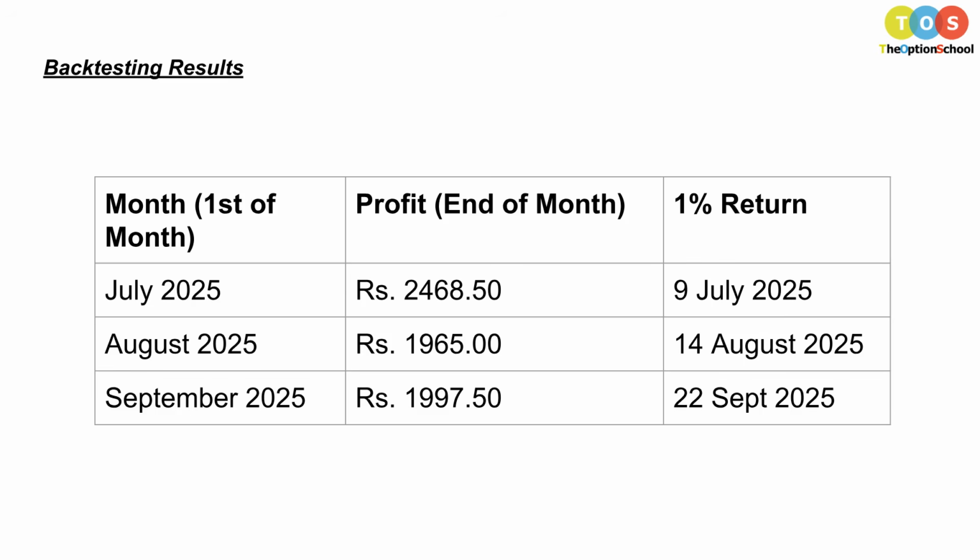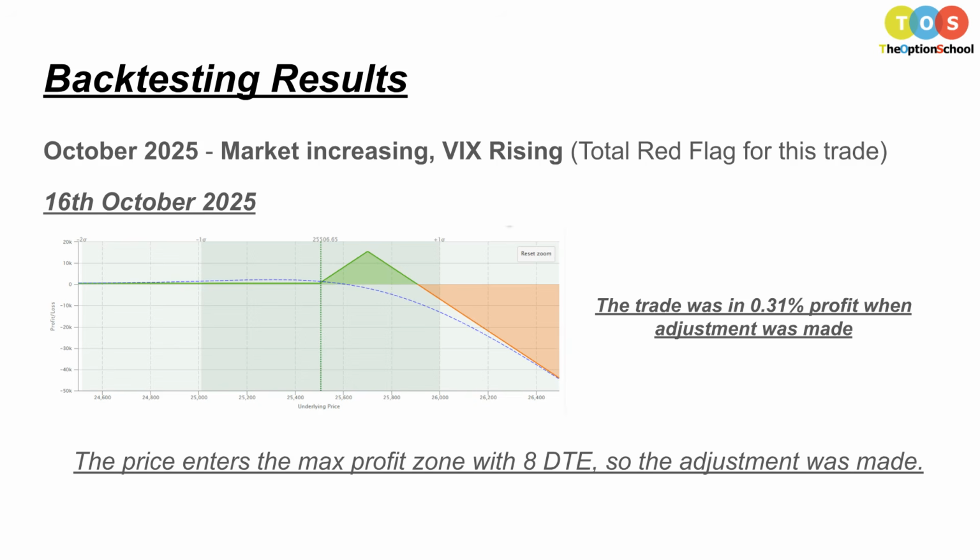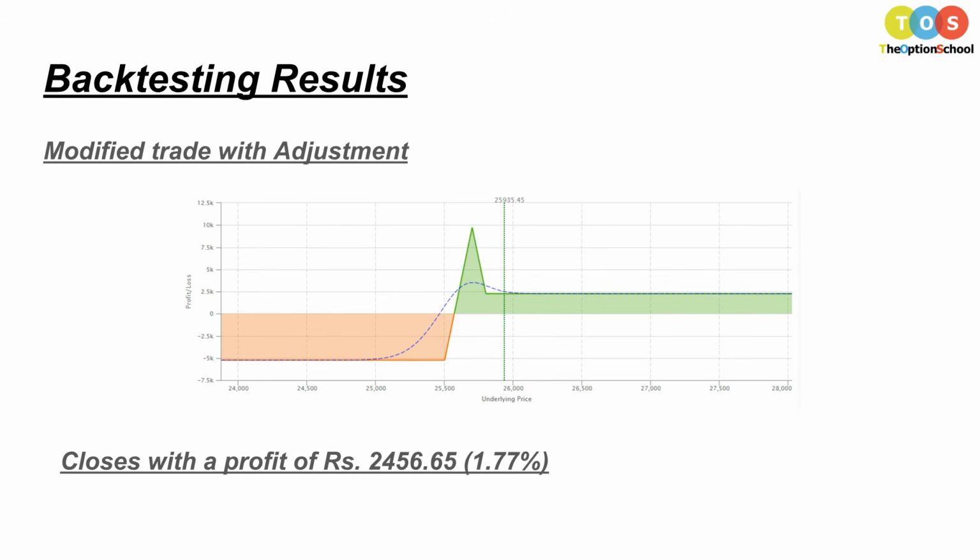In August, it took 14 days to achieve 1%. End of the month is better. In September, it took 22 days to achieve 1%, but ultimately in the month it gave us around 1.3%. So good three months for this strategy: July, August, and September. October definitely was challenging because both things were bad, rising wicks and the market becoming unidirectional. Within the first 8 days, it entered the max profit zone, and hence an adjustment was required. After doing the adjustment, the trade again went into a good profit of 1.77% at the end of the month.